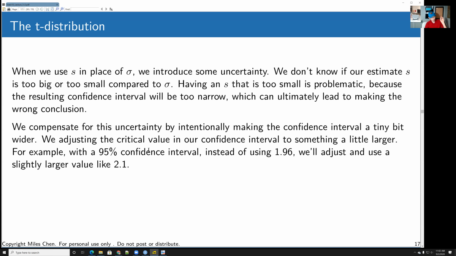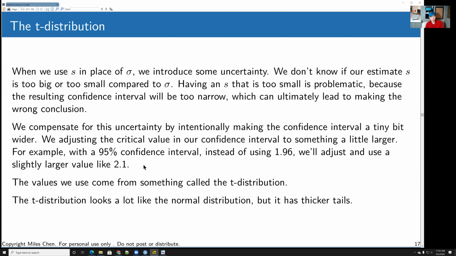So when we do a 95% confidence interval, instead of using 1.96, we're going to make it a little bit bigger, to something like 2.1, 2.2 or something. We just fudge this number a little bit, right? And how much do we adjust? Do we go from 1.96 to 2.1? Do I go from 1.96 to 2.05? How much do I adjust?